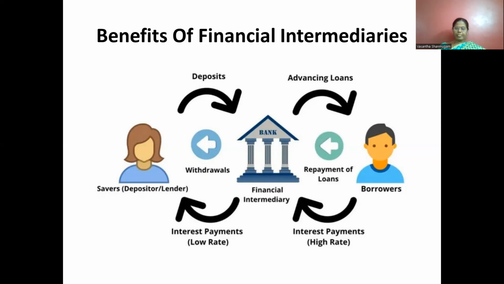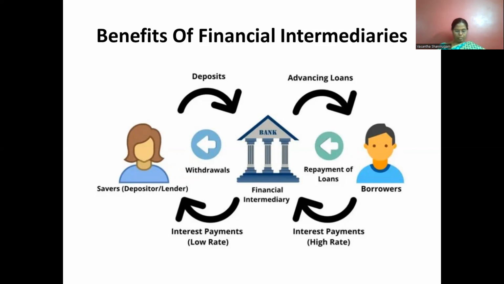There are various types of financial intermediaries such as banks, credit unions, insurance companies, mutual fund companies, stock exchanges, building societies, etc. These are the various financial intermediaries. They help to connect savers, that is depositors, and borrowers. There are different methods by which they connect them.